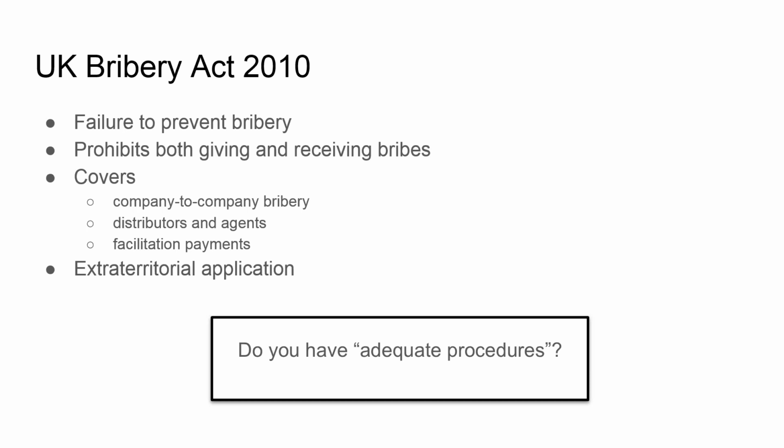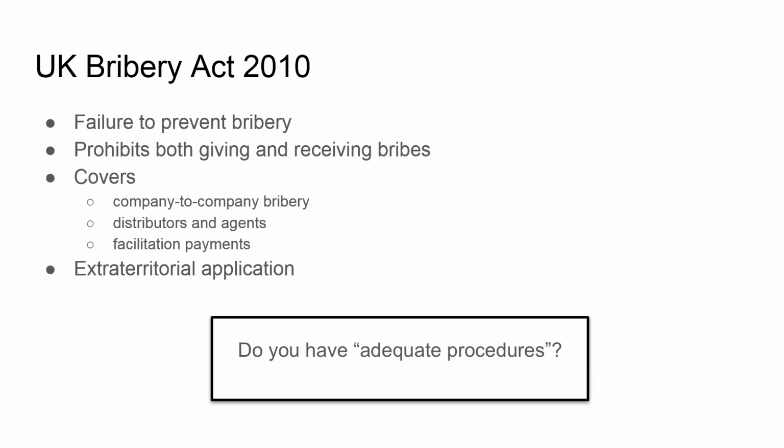It's a game changer. Final point, extraterritorial application. That means that any bribery anywhere in the world that your representatives or employees get engaged in could be prosecutable under the Bribery Act. The Act asks companies to have adequate procedures, coming back to my earlier point.